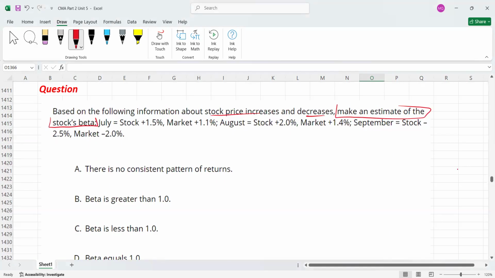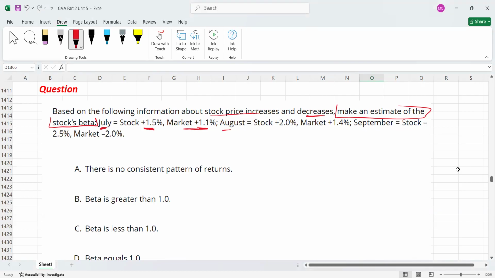For example, what happened in July? There is one stock, and its price has increased by 1.5%. If you look at the market, the market has gone up by 1.1%. Now I have a very simple question. Tell me, the change in the stock price is greater than the change in the market, right? Because the stock price has increased by 1.5% and the overall market has increased by only 1.1%.